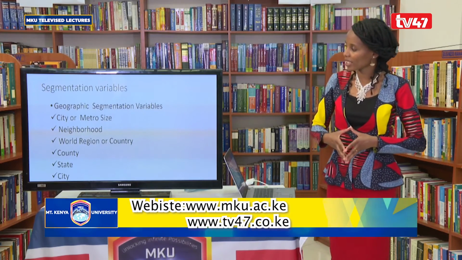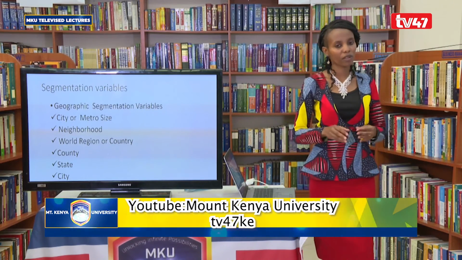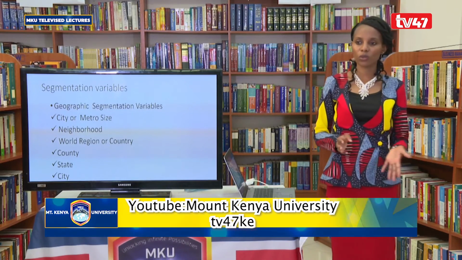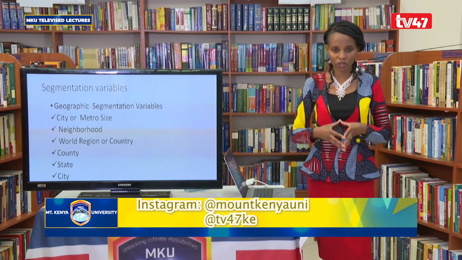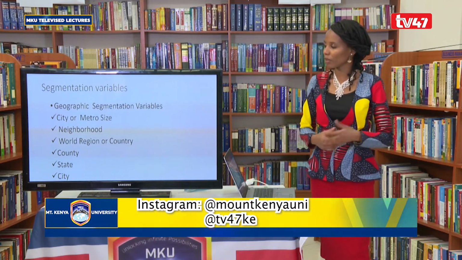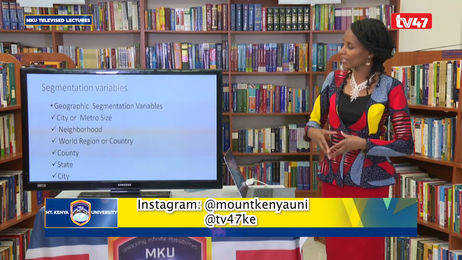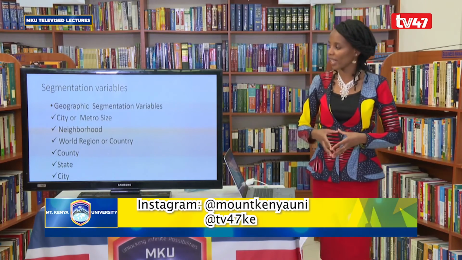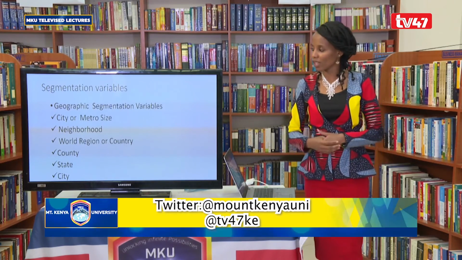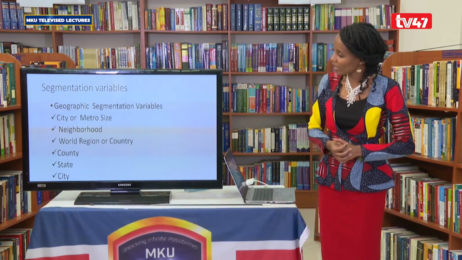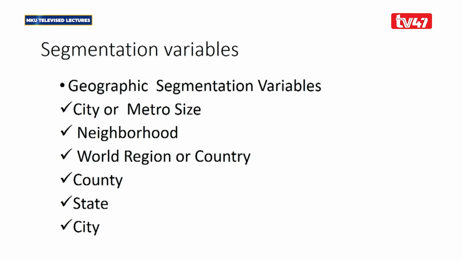You can look at the city or the metro size. Maybe you are targeting people in Nairobi city, Kisumu city, Mombasa city, and also the metro size. At the moment we are talking about the Nairobi metropolitan. You can even be targeting people in the Nairobi metropolitan or any other metropolitan, the metro size, or even the city. As well, you can segment people based on the neighborhood. Maybe you are in Nairobi County, you can also reach people who are in the neighborhood. There are different counties in the neighborhood, like Kiambu County and Machakos.